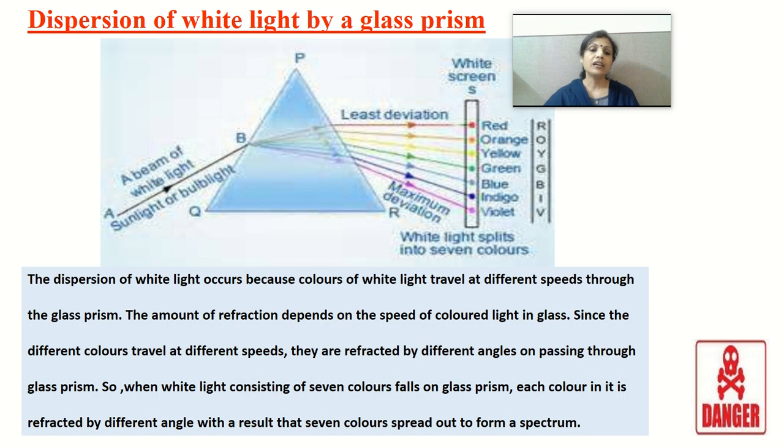Now the violet color has the minimum speed in the glass prism, and so violet color is deviated the maximum, and due to this the violet color appears at the bottom of the spectrum. Right, children? So the reason for violet at the bottom of the spectrum and red at the top of the spectrum is the difference in the speed of these two colors through the glass prism.